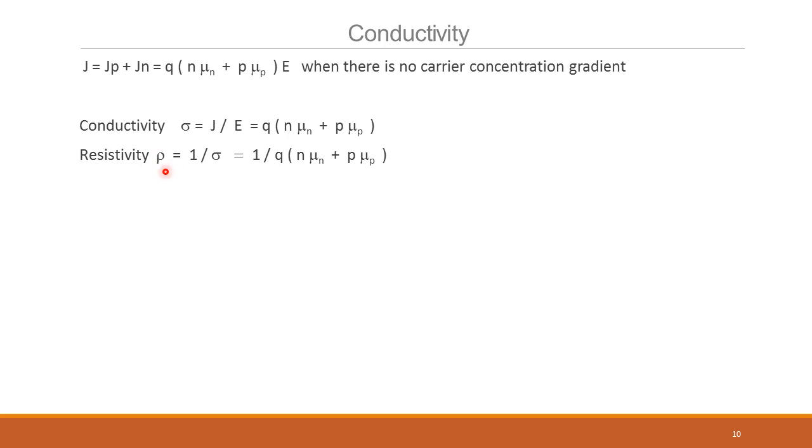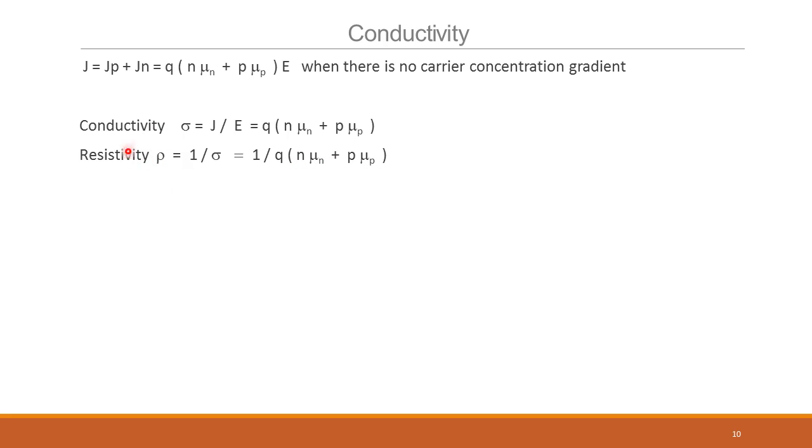Remember, what is resistivity? The total resistance of a block is given by rho times L by cross-section area A, rho times L by A. It is that rho that we are trying to calculate here. So if you know the doping concentration, you know N and P in silicon at a given temperature, and you can find mu_n and mu_p from the table we discussed before.